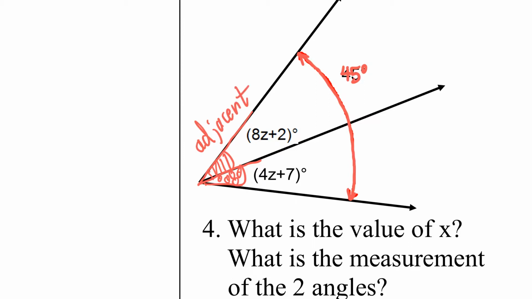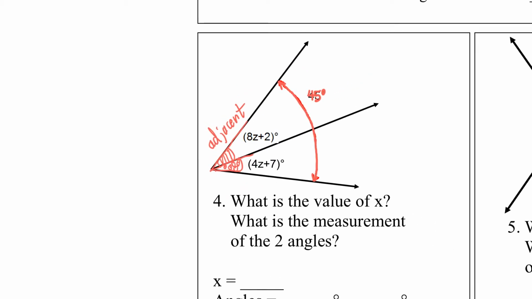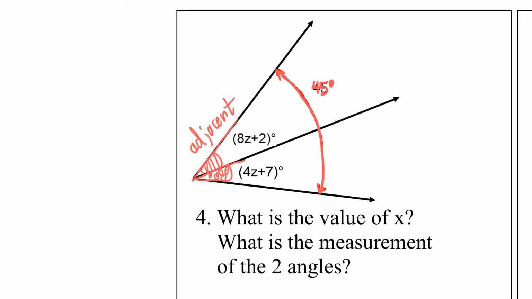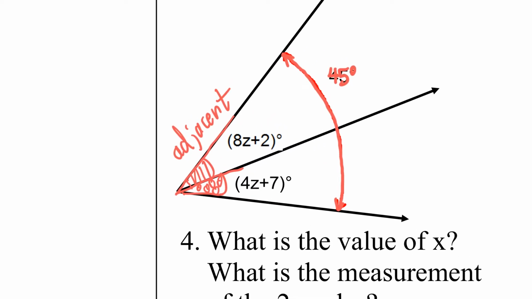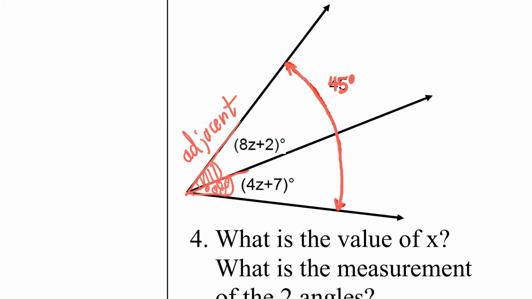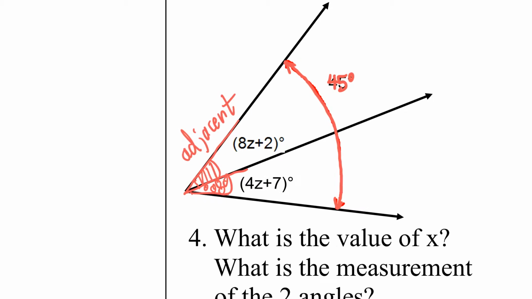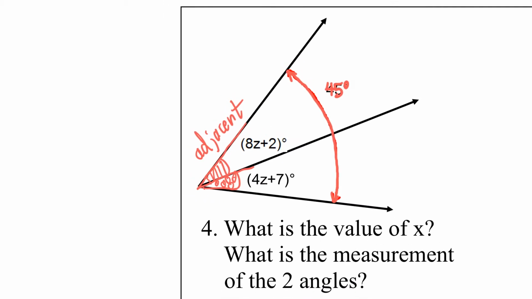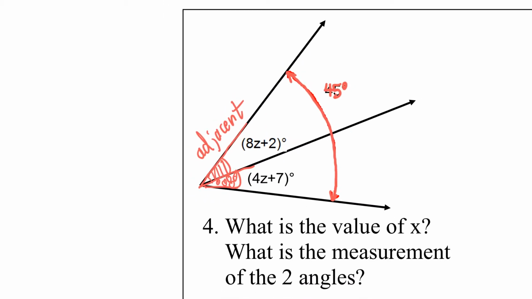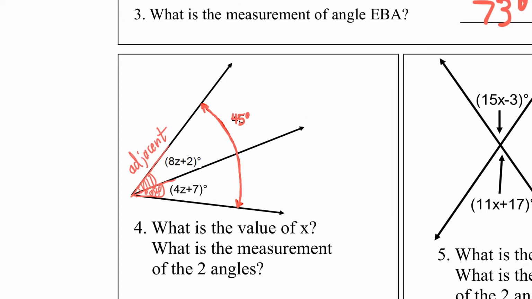Okay? Is there anything else I can say about them? Are they complementary? Do they add up to equal 90? No, they add up to equal 45. The total of those 2 angles is 45. So are they complementary? No. They're definitely not supplementary. They don't add up to 180. Okay? So really the only thing I know about those 2 angles is that they're adjacent and that together they equal 45 degrees. Okay? So how do you think we would set up an equation here?